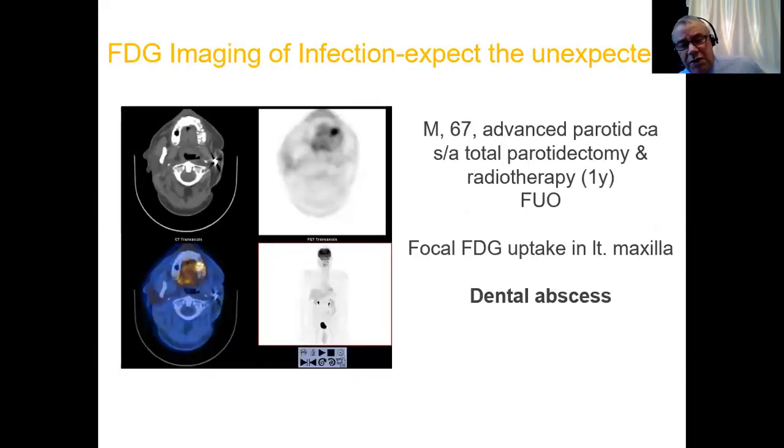Sometimes you find some odd ones. This is a patient who had a PUO. They'd had an operation and radiotherapy on the parotid, and it was all thought to be related to that, but in fact, totally unrelated. The patient had a dental abscess, which he didn't complain about, and the doctors didn't check for.